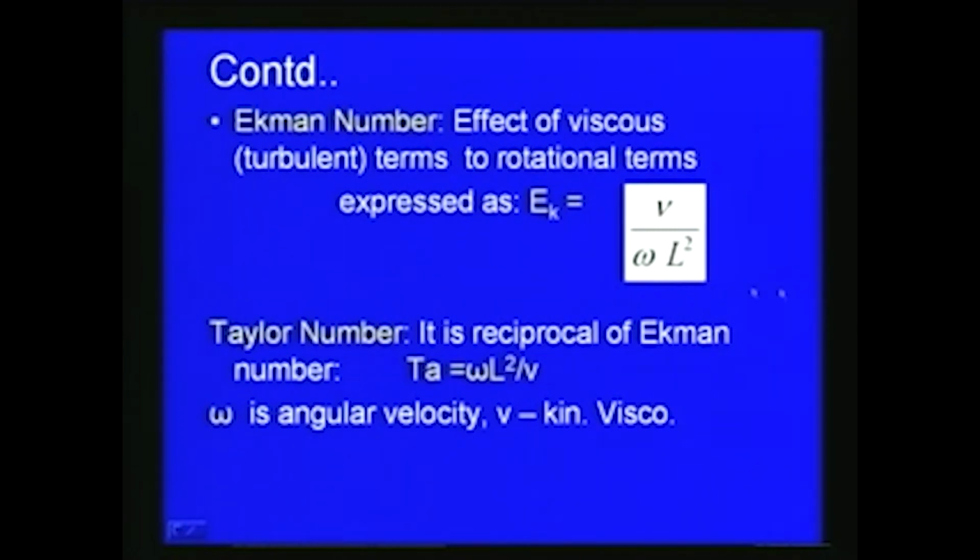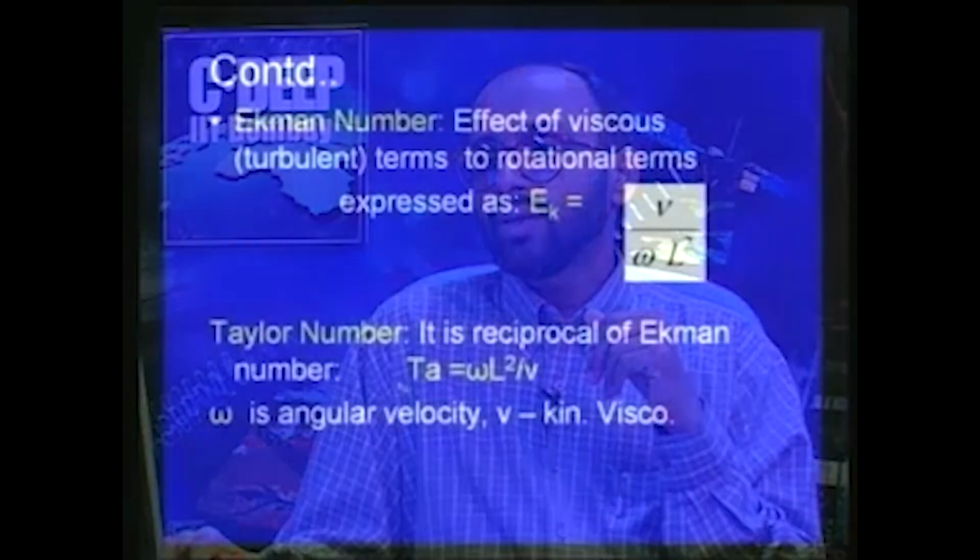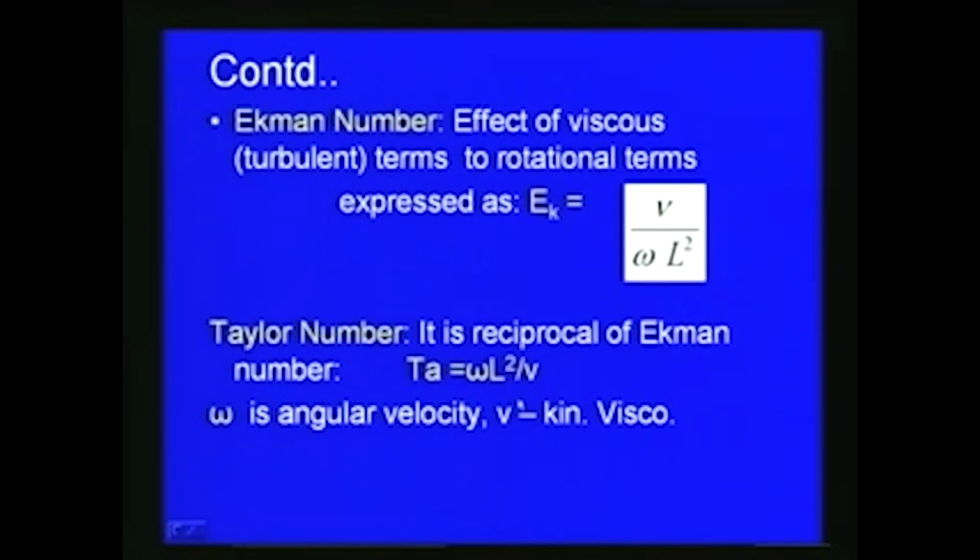and L is the characteristic length. And wherever rotational flows are considered, the reciprocal of the Ekman number is defined as the Taylor number. It is omega L squared by nu. It is Ta is equal to omega L squared by nu. So, this is also used wherever we deal with rotational flows.